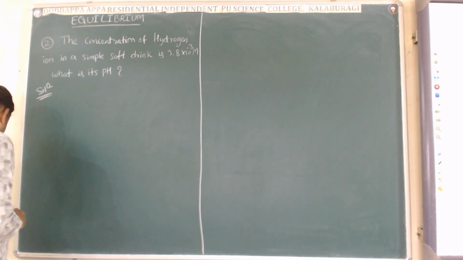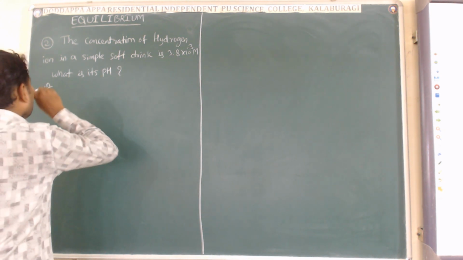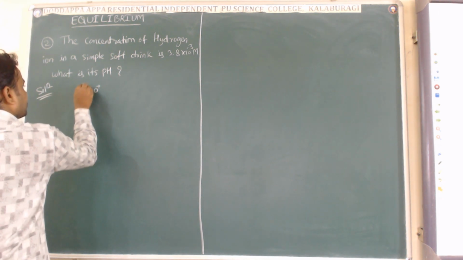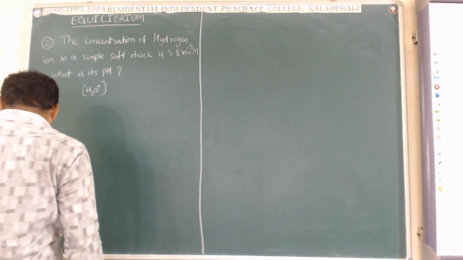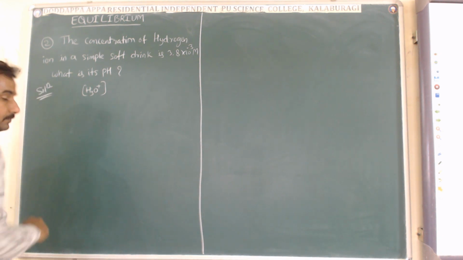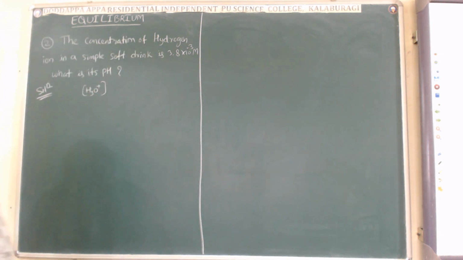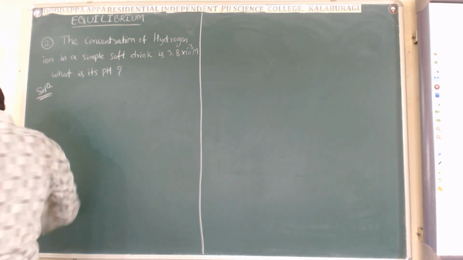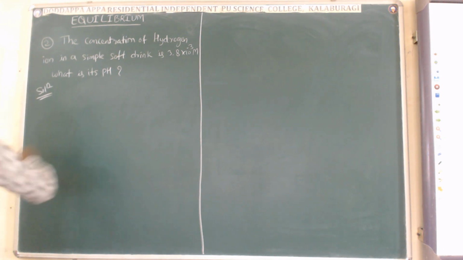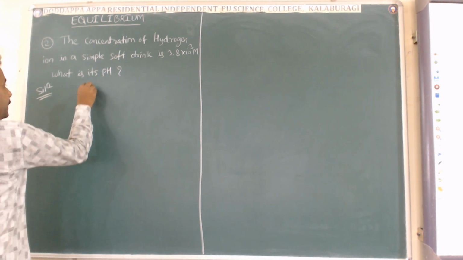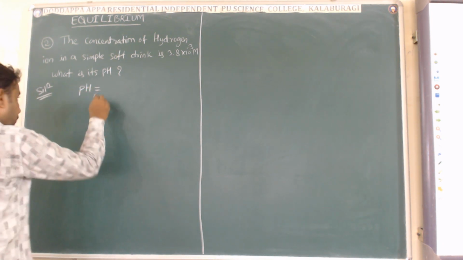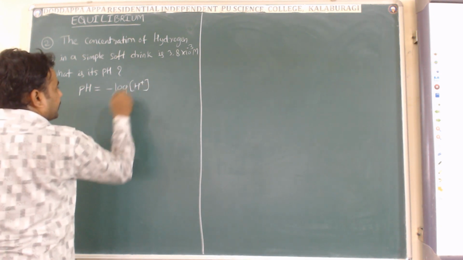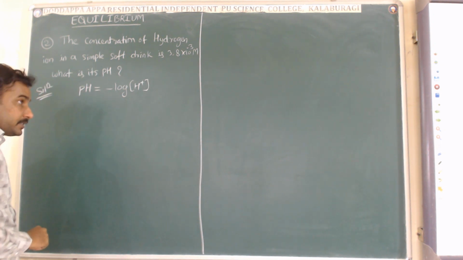We know the formula, but before that you have to know the hydronium ion concentration. First, you have to write down the pH formula. pH is equal to what? Negative logarithm of the H plus ion concentration.